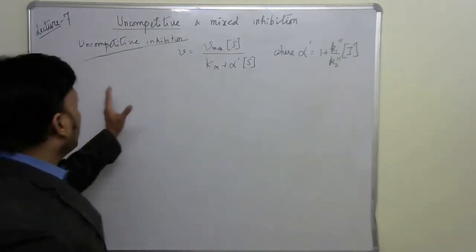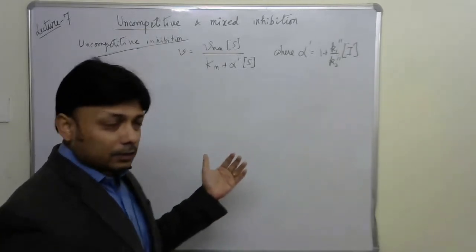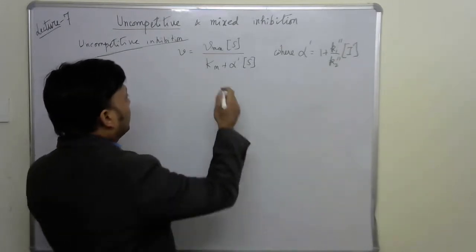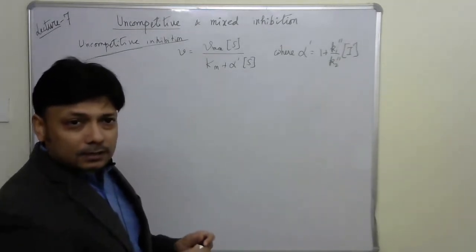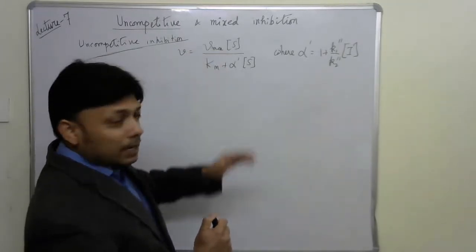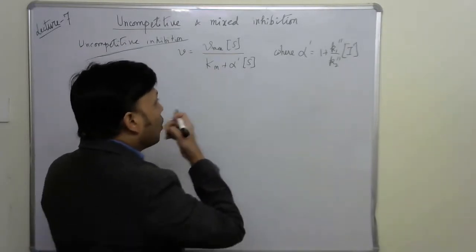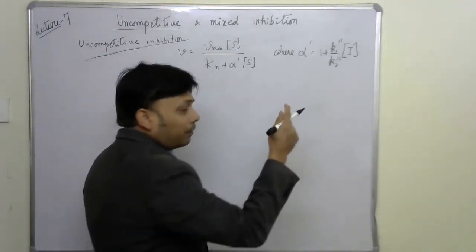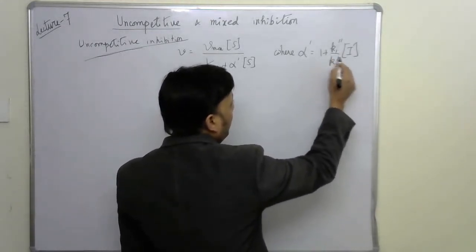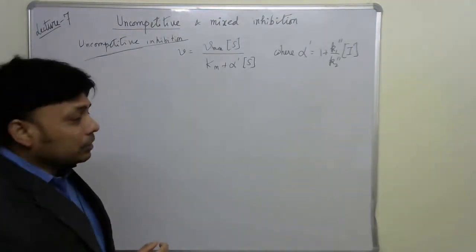So if we solve the kinetics of the uncompetitive inhibition by applying the approximation of steady state, we should get an equation like this: V equals Vmax multiplied by S divided by Michaelis constant plus alpha prime multiplied by the substrate concentration, where alpha prime is very similar to alpha, but it is 1 plus K1 double prime divided by K2 double prime multiplied by inhibitor concentration.